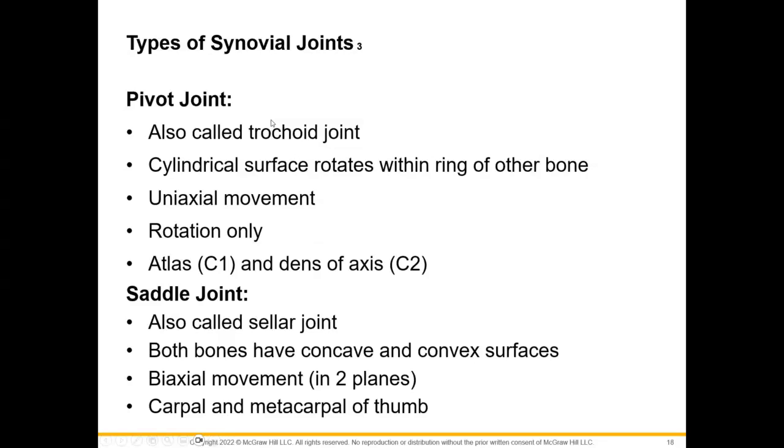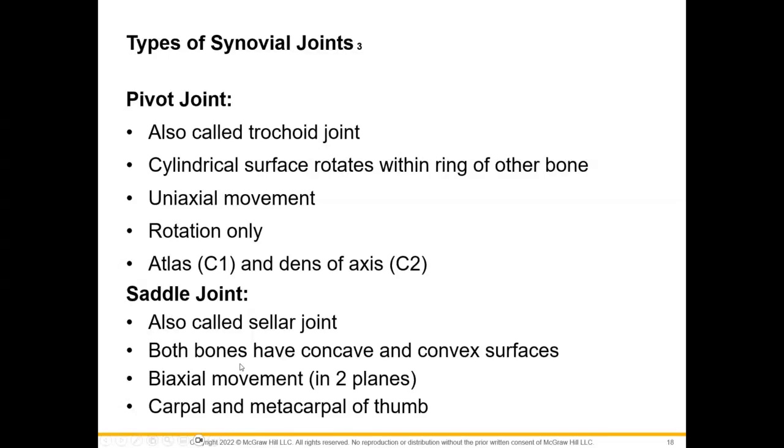Okay, pivot joints. These are also called trochoid joints. We have a cylindrical surface that rotates within a ring of other bone. It allows uniaxial movement, but it's rotation only. And here, the best example is where the atlas and dens of the axis come together. And that's where basically your head fits into your neck area, those first vertebrae, so that you're able to make that no motion.